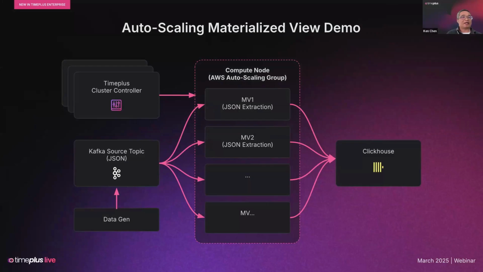The setup is that we have a Kafka topic in JSON format, and a data generation tool generating data to the Kafka source topic. We will create a bunch of materialized views in the cluster, and the materialized views will be scheduled to the computation nodes. As the workload increases and more materialized views are created, the computation nodes will auto scale according to the workload, writing the data to the downstream ClickHouse.